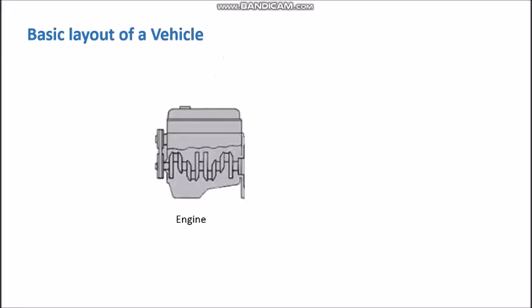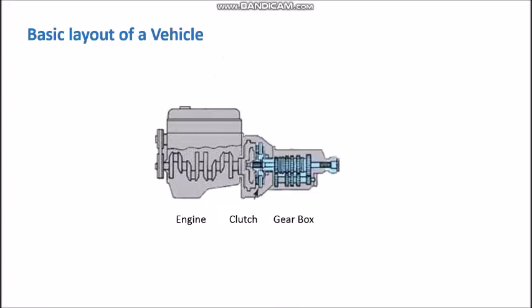We all know that every vehicle has an engine. The engine is then connected to something called the clutch. The clutch is in turn connected to the gearbox. The power generated in the engine is transferred to the gearbox through the clutch. The gearbox is in turn fitted with a rod-like structure called a drive shaft.